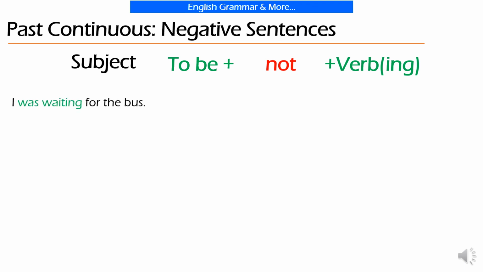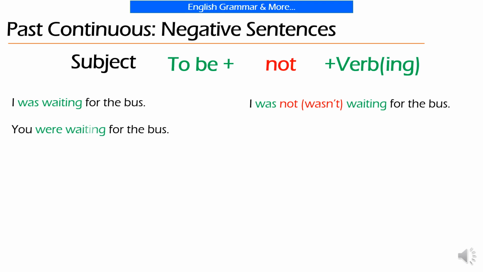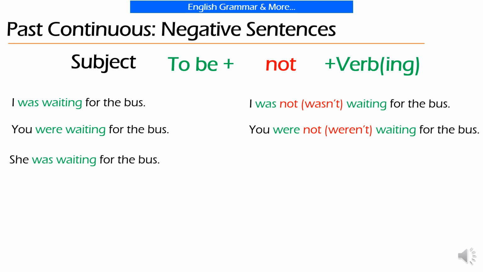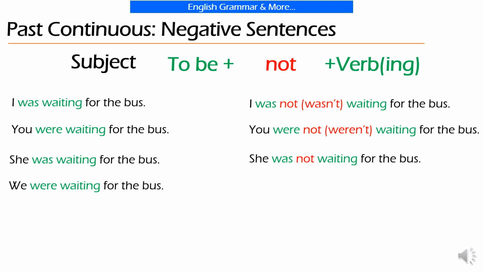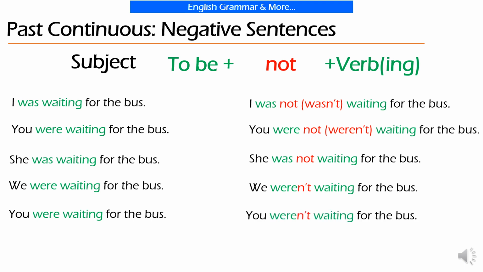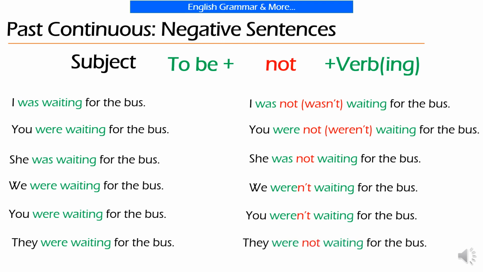I was waiting for the bus. I was not waiting for the bus. In the short form, you can also say, I wasn't waiting for the bus. You were waiting for the bus. You were not waiting for the bus. In the short form, you can also say, you weren't waiting for the bus. She was waiting for the bus. She was not waiting for the bus. We were waiting for the bus. We weren't waiting for the bus. You were waiting for the bus. You weren't waiting for the bus. They were waiting for the bus. They were not waiting for the bus.